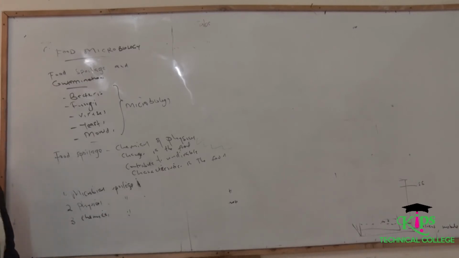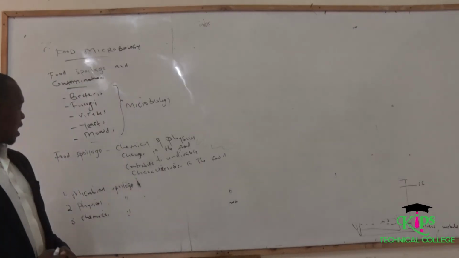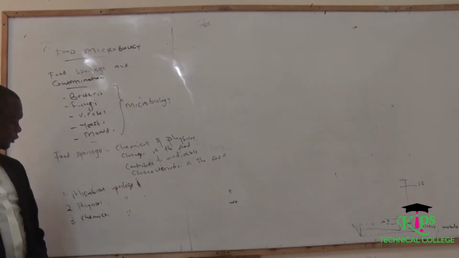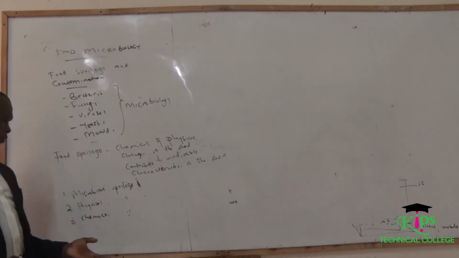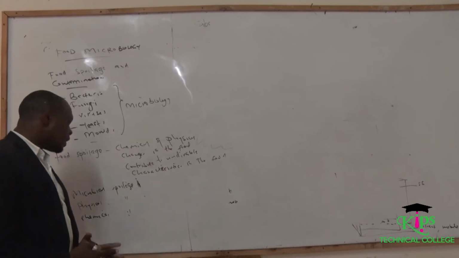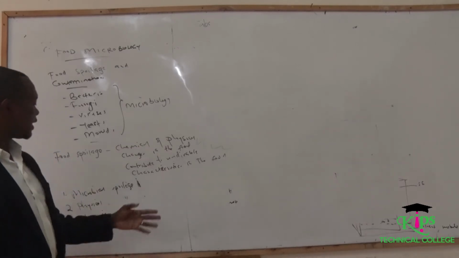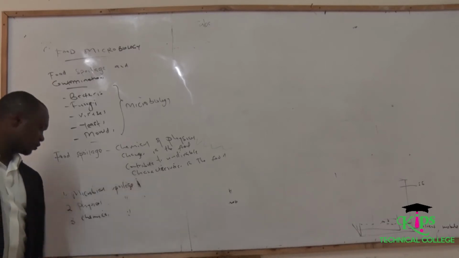Then we have the chemical spoilage. Now, chemical spoilage is brought about by chemicals which are present in the food. This can be introduced into the food by the food handlers during the processing of the food, or during the production from the field, for example, the use of fertilizers and so on, or by any other chemical means which can make the food have undesirable characteristics.